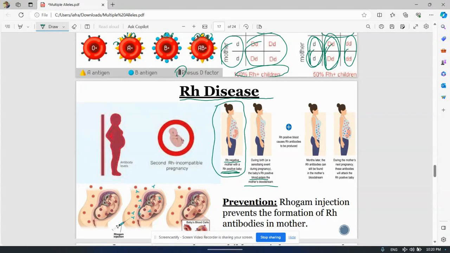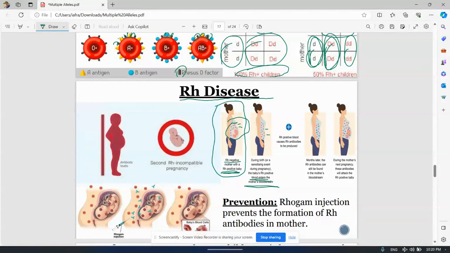Now, when the mother has something enter her bloodstream that she's not used to, for example Rh protein, she wouldn't be used to that because she's Rh minus. What's going to happen is her immune system is going to start to create special cells to basically get rid of that Rh protein.